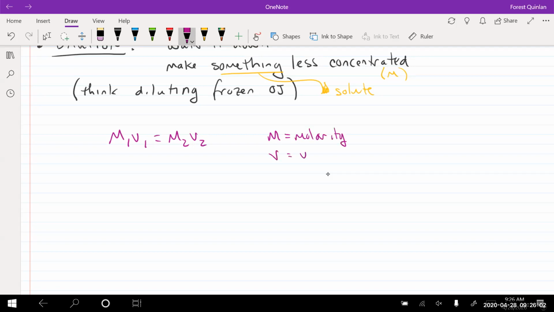V, intuition is probably going to tell you that's volume. And this 1 and 2 is really just a way of keeping track of the fact that this might be the concentrated side and this might be the dilute side. It's really just a way of saying before and after, initial and final. So it's just a way of keeping track of which molarity and which volume go with which side.